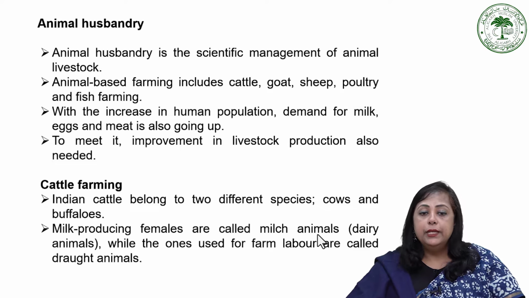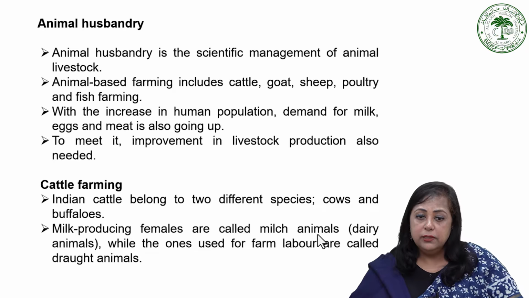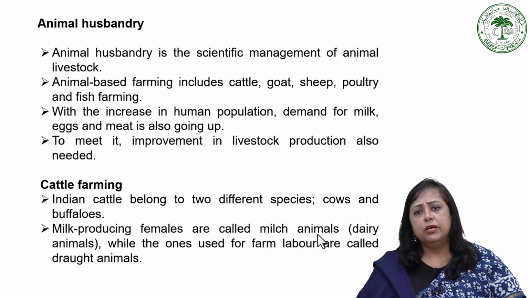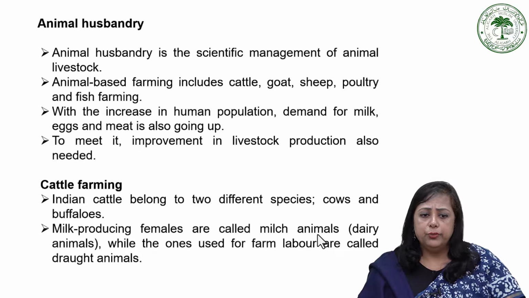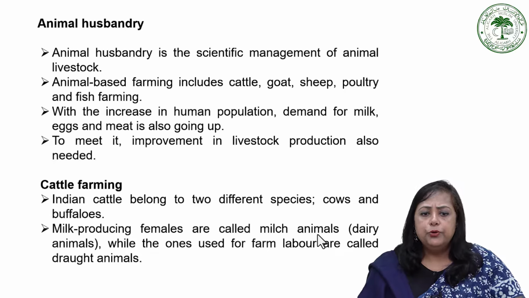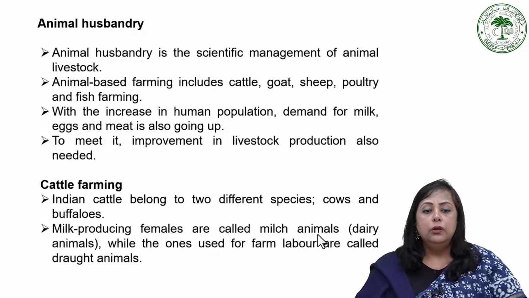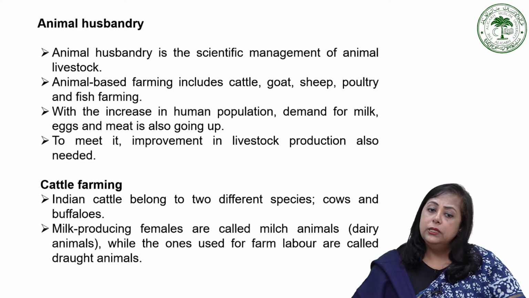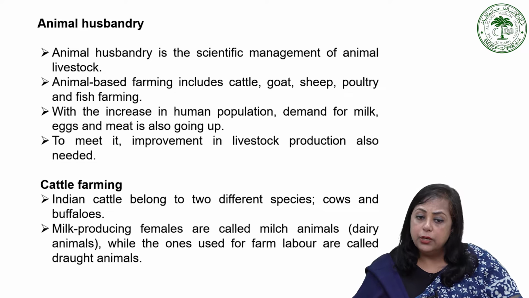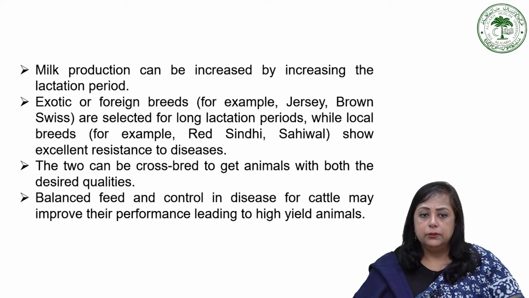Cattle farming. Indian cattle belong to two different species, cows and buffaloes. We have cow milk and we have buffalo milk. Milk producing females are called milching animals or dairy animals, while the ones used for farm labor are called draught animals. So those who are milching are called milching animals, and those who are used in farm labor are called draught animals.